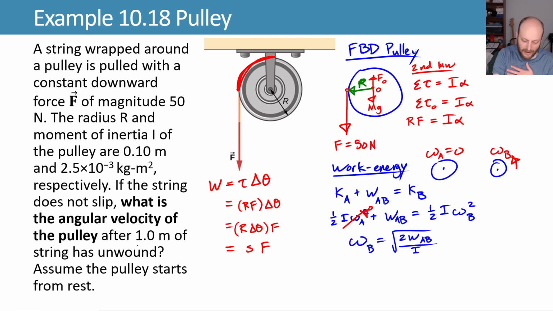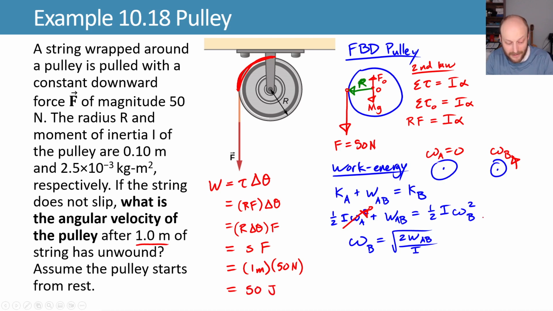And we know we unwind 1 meter's worth of S. I'll plug that in, 1 meter times my 50 newtons of force, and that gives me 50 newton meters worth of work, or 50 joules worth of work. I can now plug that in over here. Square root of twice 50 joules, and maybe I'll even get fancy and use red to emphasize that's where we substitute it in.